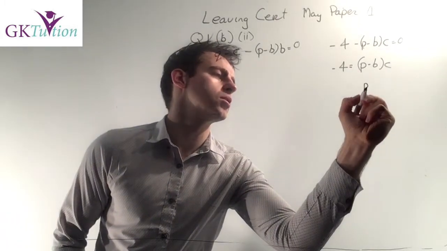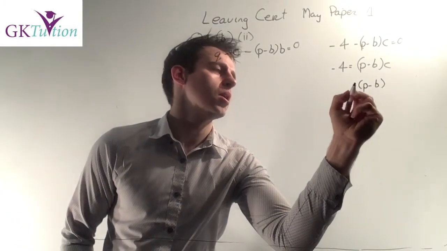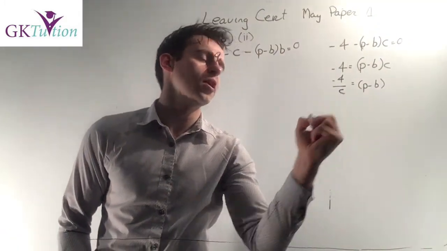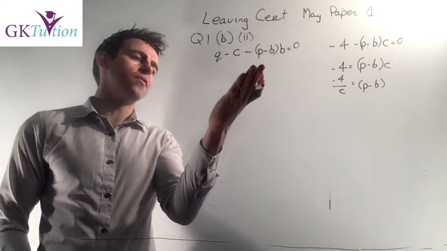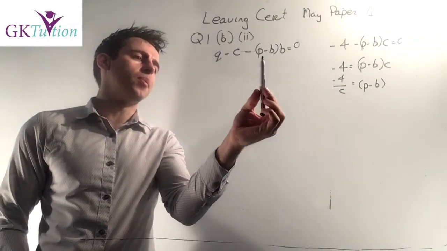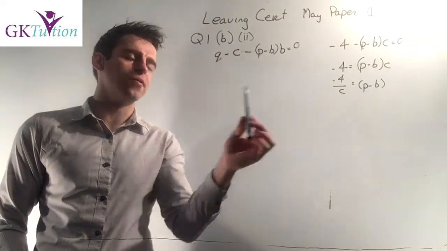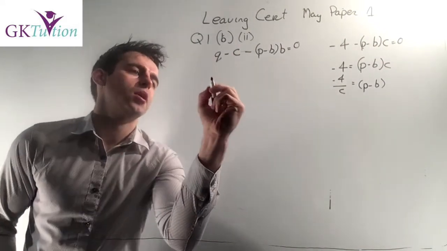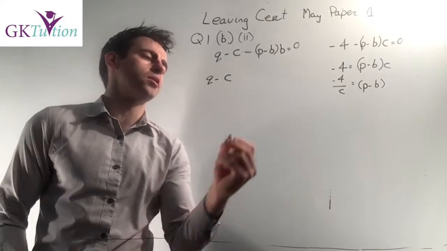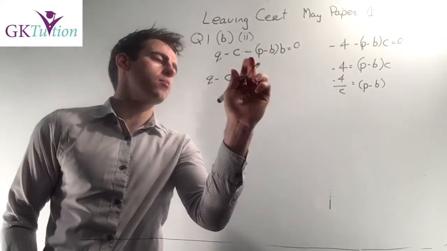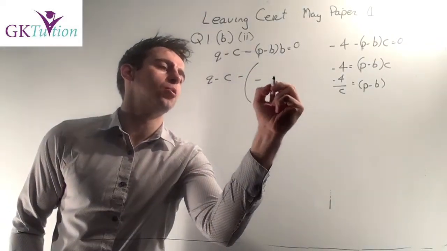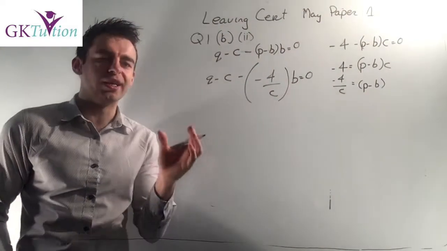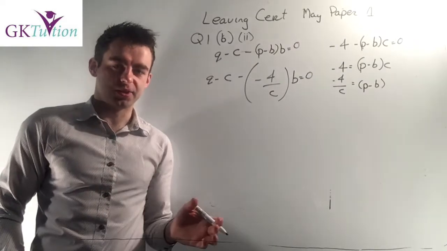So suppose in here I just isolated p minus b. That means I'm going to divide both sides by c. I'll get minus 4 divided by c. That means that if I look now at this equation, instead of p minus b, I can just sub in minus 4 over c. And happy days, then I'll have the right letters. So in this case, I can just sub in q minus c minus, and then in my brackets, instead of that, I can just put in minus 4 over c. And I know this is progress because at least now I have the correct terms.